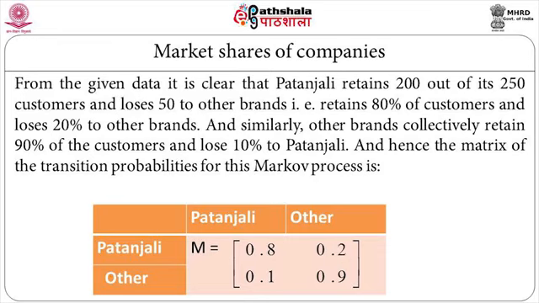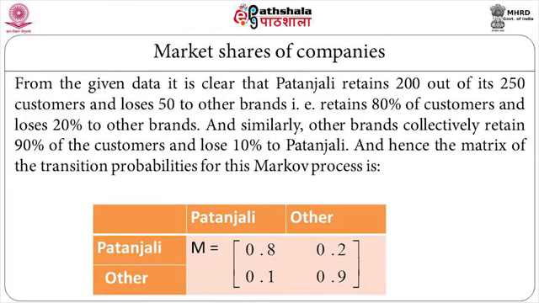So, what does that mean? Those who are using Patanjali biscuits will continue to use Patanjali biscuits with probability 0.8 and will move to other brands with probability 0.2. And similarly, those who are using other brand biscuits are likely to go to Patanjali with probability 0.1 and will continue with other brands with probability 0.9. So, this is what is called the transition matrix.